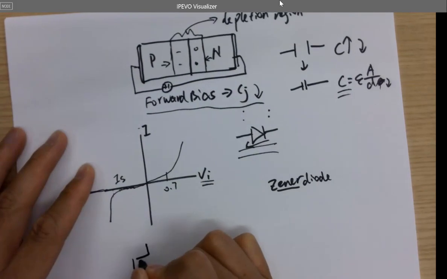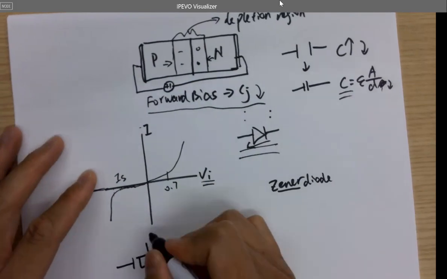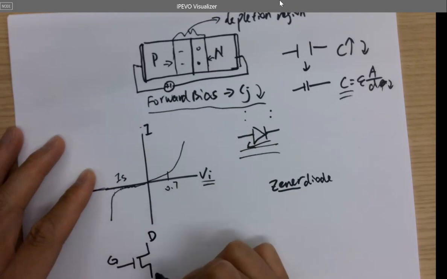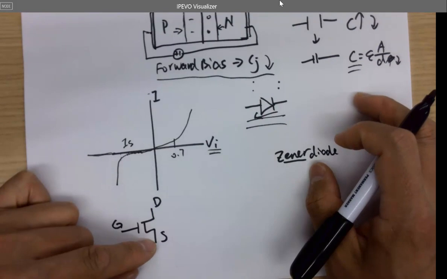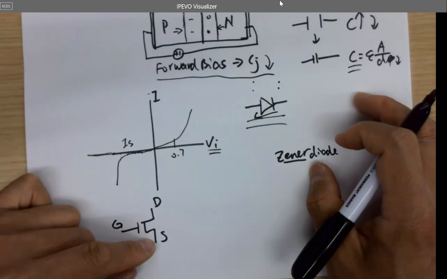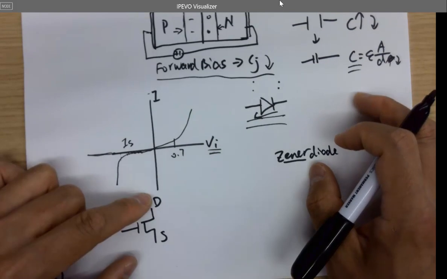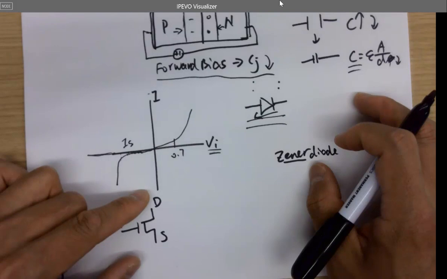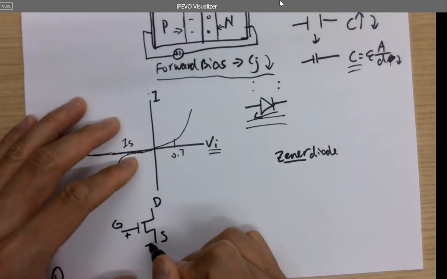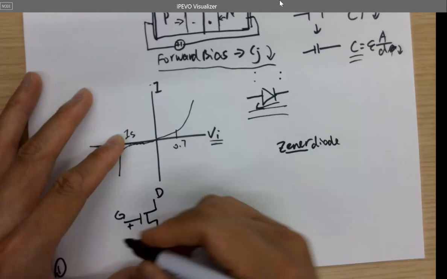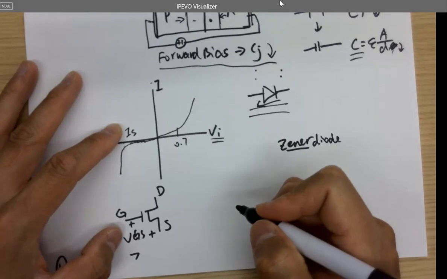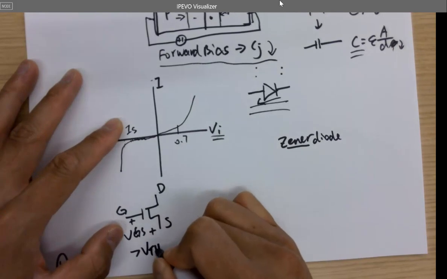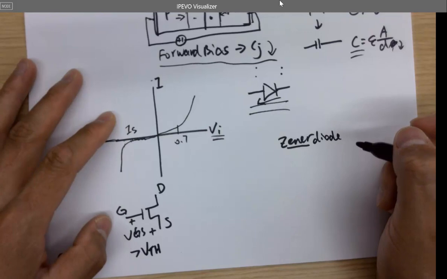For a transistor, like an NMOS transistor, gate, drain, and source. Why is it called source? Yeah, it's a source of electrons. It's called drain because it's draining electrons. So the voltage between these two terminals is called VGS. It has to be larger than what in our process? VTH, threshold voltage, to turn on the channel.